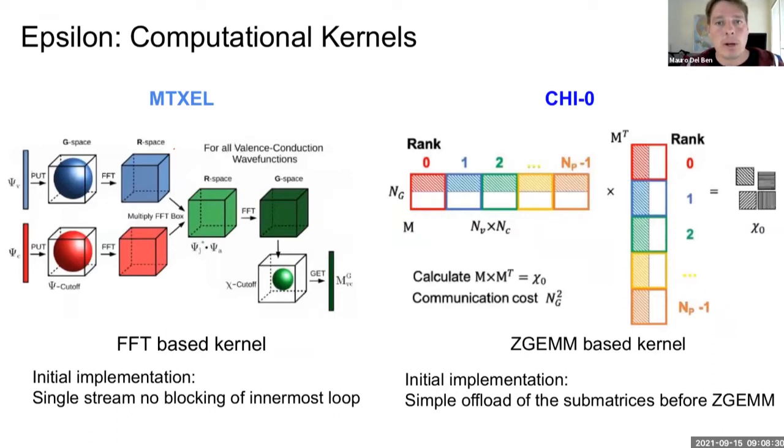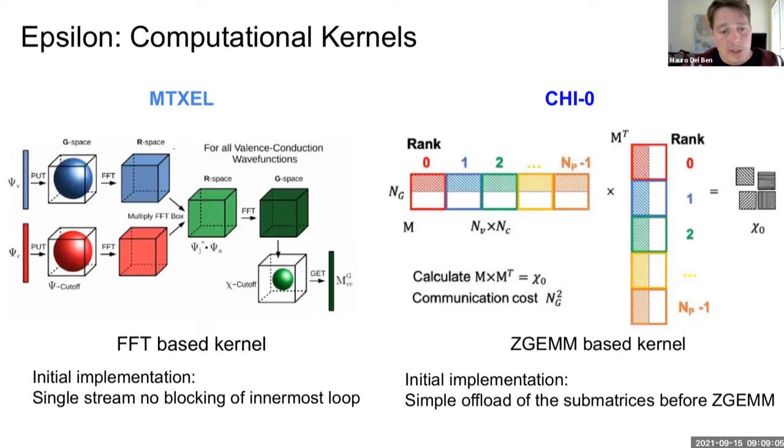In Epsilon, we can recognize two major computational kernels. One is called the MTXEL kernel, which is based on the fast Fourier transformation and consists of two nested loops. The outer one is usually of the order of 100 iterations, the innermost is usually of the order of 1,000, and it's doing a simple set of operations: a put, which goes from a vector to a sphere into the box, an FFT, a pairwise multiplication of the two boxes, another FFT, and then another step to get back from the sphere to the vector.